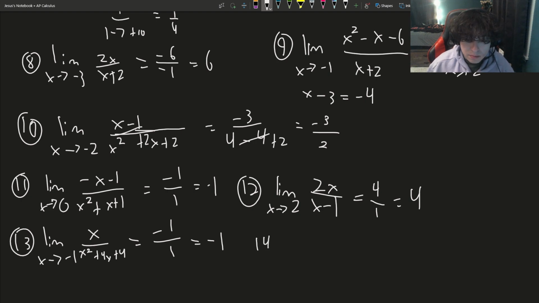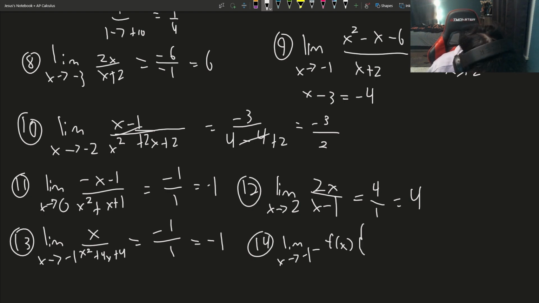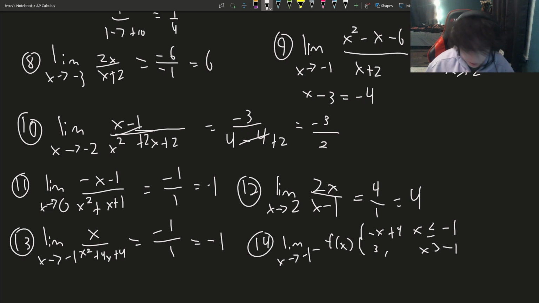Number 14, let me try to go a little bit faster. The limit as x approaches -1 from the left, so any negative numbers, any numbers less than -1, of f of x. I'm not good at drawing these. f of x is x squared plus 4 for x less than or equal to -1, or the function x for all numbers greater than -1.